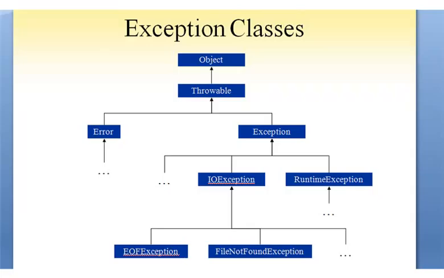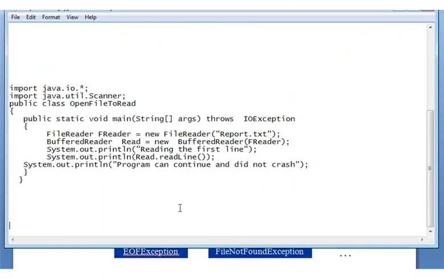When we try to read a file, it could cause an exception. What is the exception? Let's consider we try to read a file and the file doesn't exist. Let's look at this example. In this example, we would import java.io and the utility Scanner, and then open a class and open a file reader.